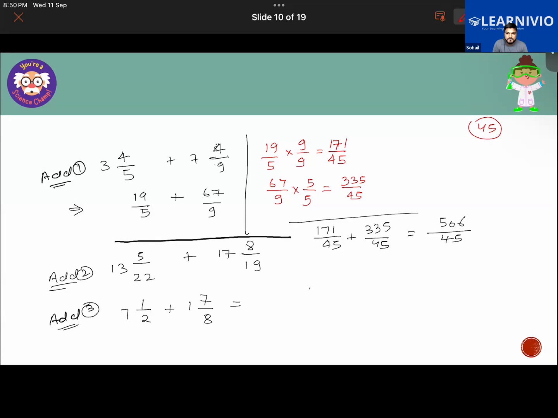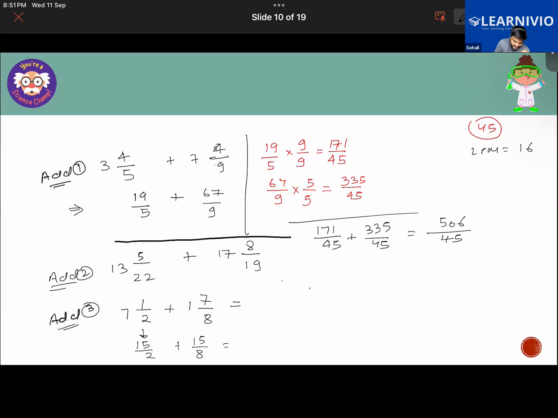16 upon 8. No. See, you would have... 15 upon 16. Okay, let me help you there. First of all, you would have converted this as 15 upon 2, and this is 15 upon 8, right? You would have found out the LCM as 16.